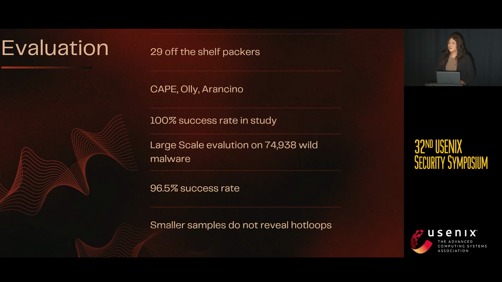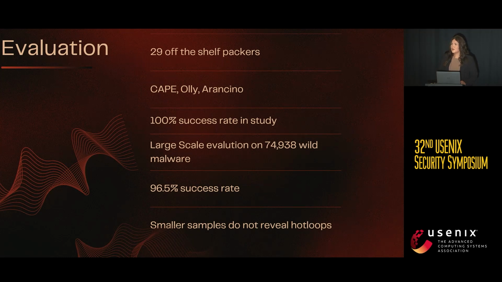After training and testing on our known data set, as I said, we turned our attention to a wild malware data set, which included 74,938 samples. And this includes Windows malware, Linux malware, as well as low entropy malware. As you can see, we had success on both our known data set and then the large-scale evaluation. We had a 100% success rate of uncovering the unpacked malware in our known data set. However, we only had a 96.5% success rate in the wild packed malware data set.